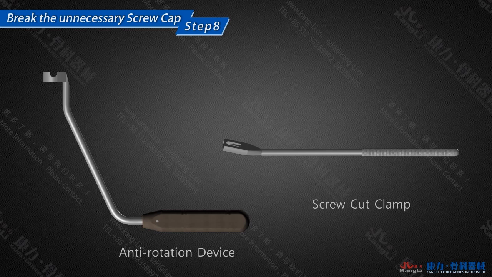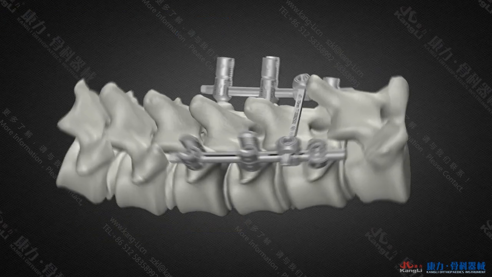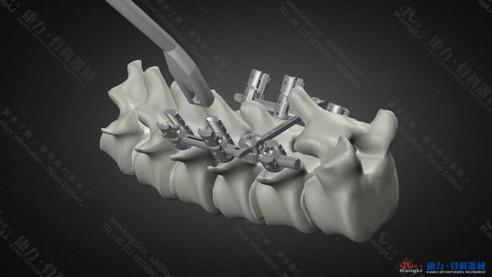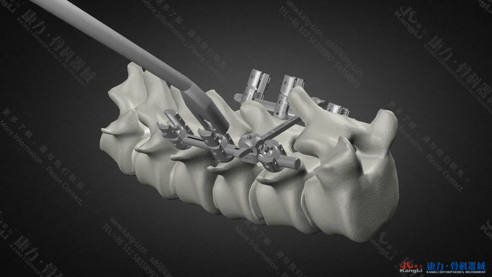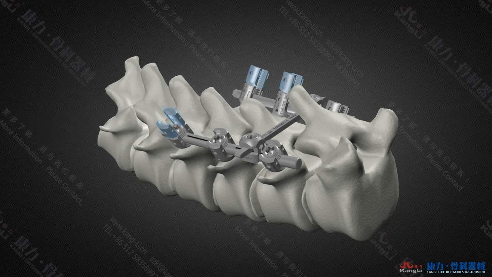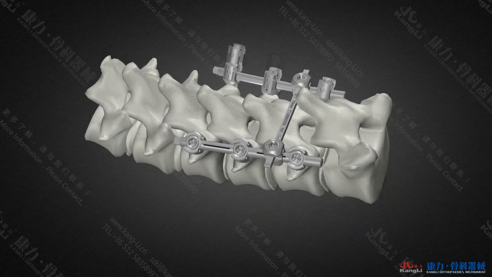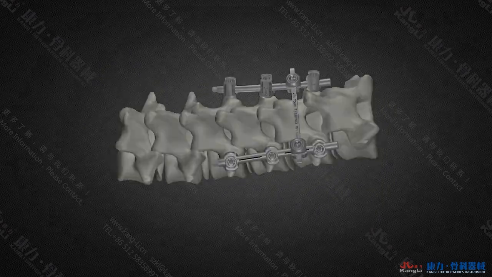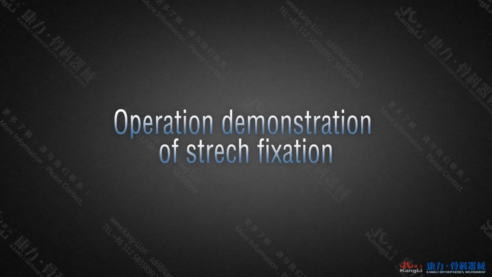Step 8. Break the unnecessary screw cap. Use the screw cut clamp to insert and cut down the unnecessary screw cap. Repeat the above to cut down the other unnecessary screw caps. The operation is finished.